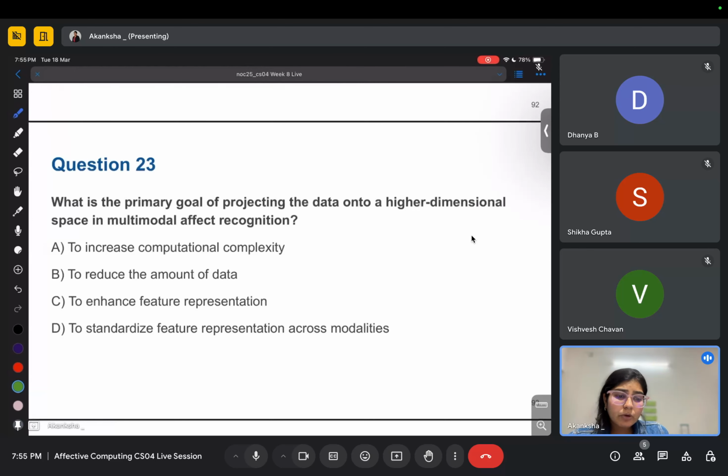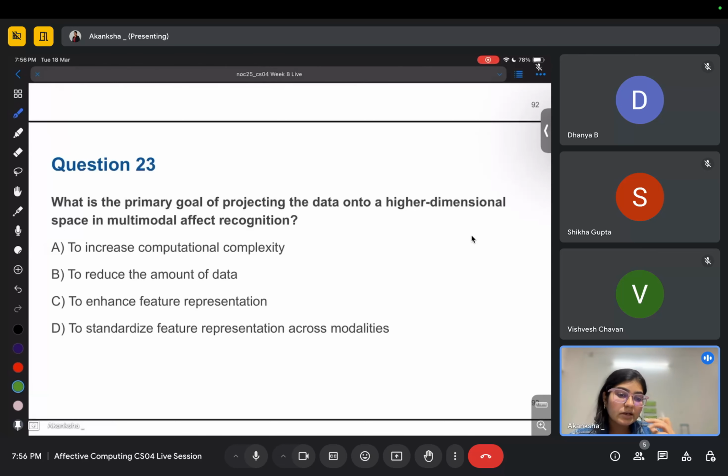Do you want to increase the computational complexity? Of course not, because who wants more complexity? We want simple pipelines as much as possible, simple representations. Everybody wants simplicity, not complexity. To reduce the amount of data? No, in higher dimension, how is the data being reduced? I don't understand, so this option is also incorrect.